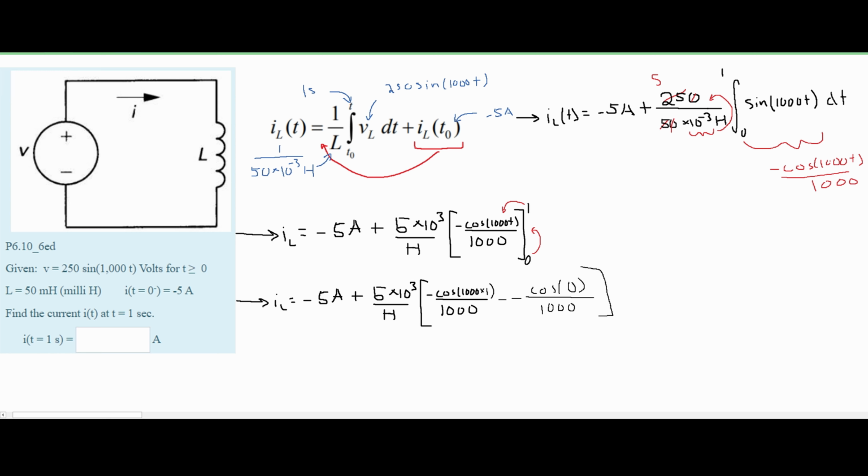We're going to look at the farthest right side right here. We're going to have a plus. We know cosine of 0 is just 1, so we're going to have 1 over 1000 here. And now we can just plug all of this into a calculator. And if we carefully plug this into a calculator, we're going to get that our I of L is going to equal negative 2.8 amps.